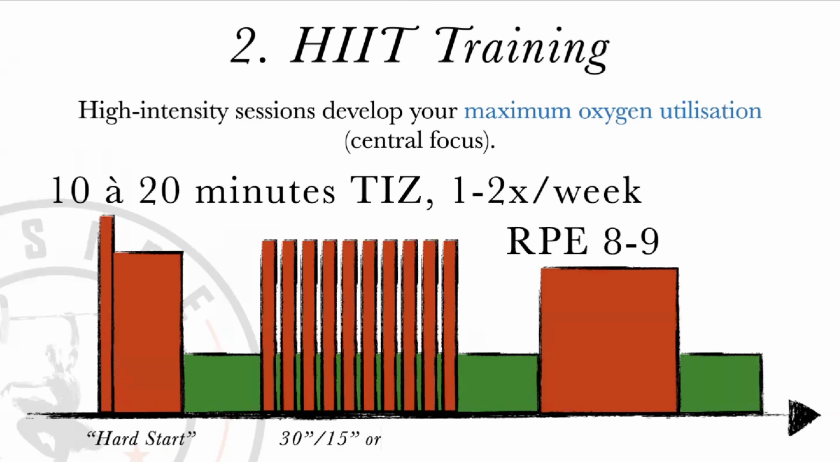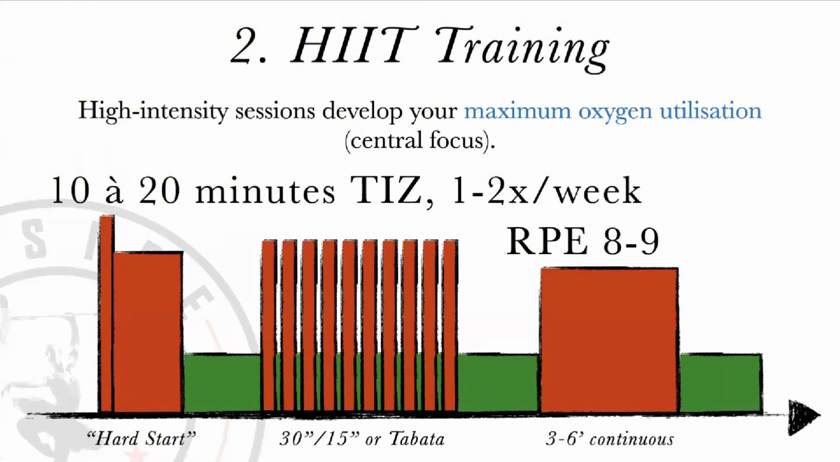So you have hard start intervals. Those can be 30 seconds hard, and then 2.5 or 3.5 minutes at a high sustained pace, but just a little bit lower than where you started. And you can repeat that a number of times throughout your session. Then we have some shorter intervals, 30 seconds on, 15 seconds of active recovery, repeated 8 to 15 times. And that can also be repeated 2 or 3 times in the session.